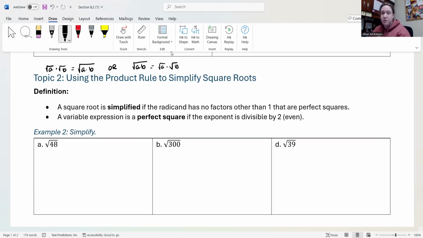And this property is really helpful when it comes to simplifying radical expressions. Right now we're specifically talking about square roots. Later we'll expand this to higher roots. But for now, this rule for square roots, the product rule, allows us to simplify, and it kind of happens in two ways.